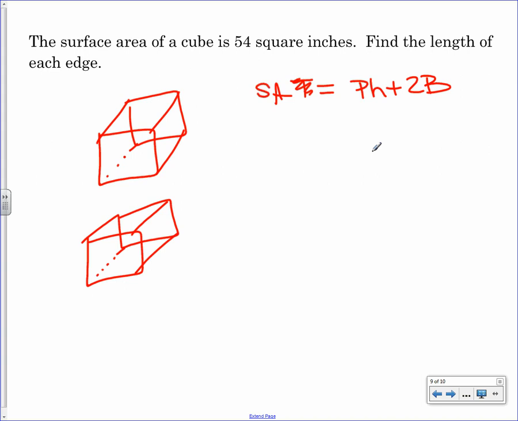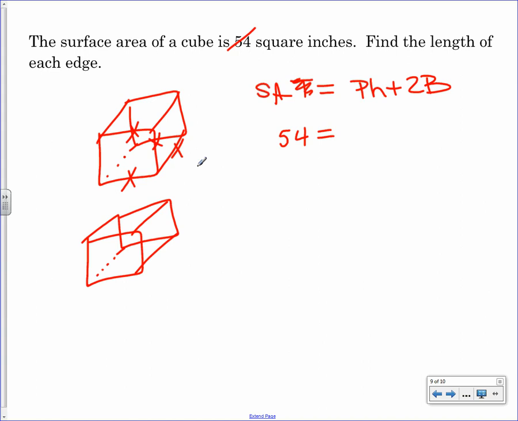They told us the surface area is 54. So where does that go? Where I put the SA, right? So that's nice. Got it. Find the length of each edge. Okay. So what are we going to call each edge if we don't know them? X's, right? And it's a cube, so they're all X's, right? You don't have to put an X everywhere. I just want to make sure you know that.